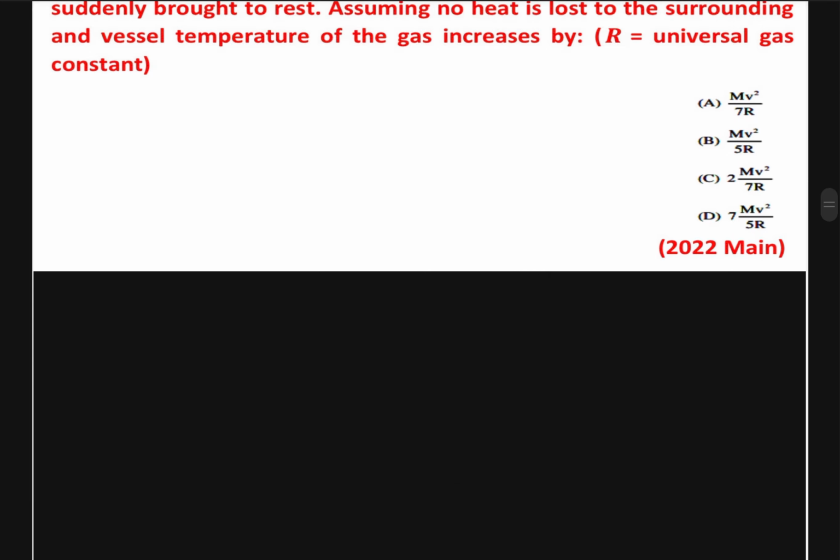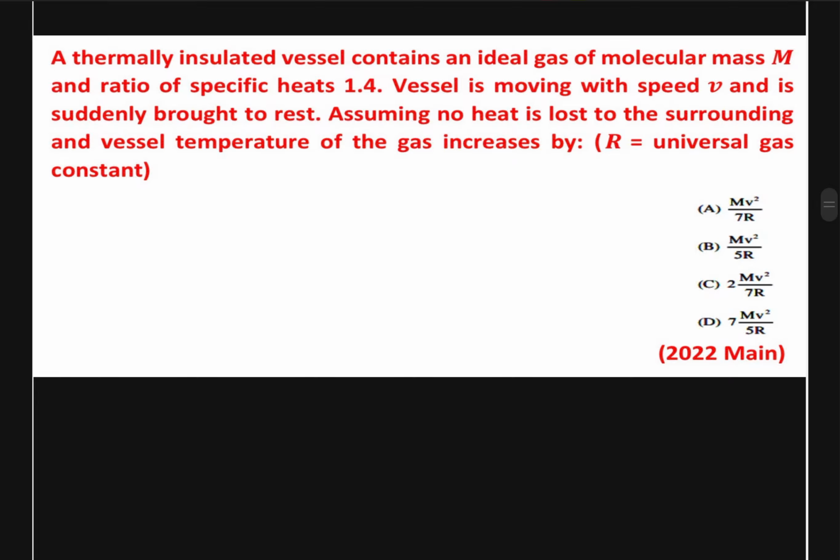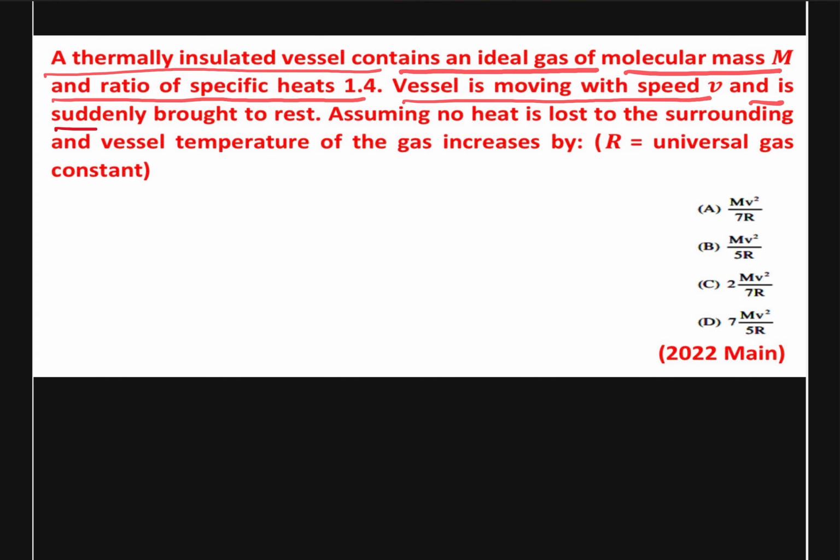Next question. It states that a thermally insulated vessel contains an ideal gas of molecular mass m and the ratio of specific heat 1.4. The vessel is moving with a speed v and is suddenly brought to rest. Assuming no heat is lost to the surrounding, the temperature of the gas increased by.